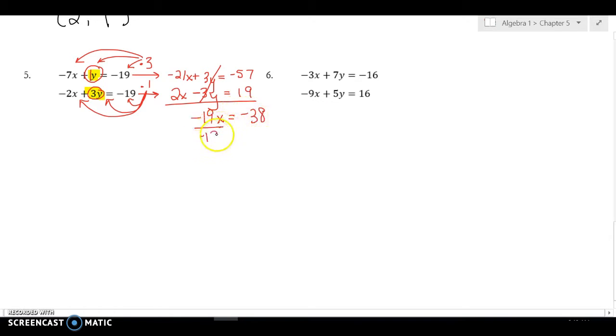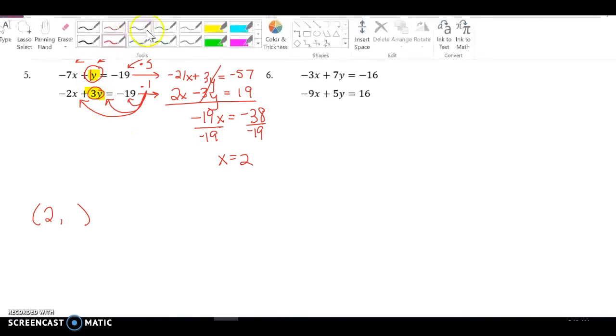And I divide by negative 19, and I get x is 2. So it's still kind of the same process, but what happens is this first step, you have to force things to be the same number. And if you're ever not sure what they both go into, you could just multiply them, and that will work also. So now what I need to do is plug it in.